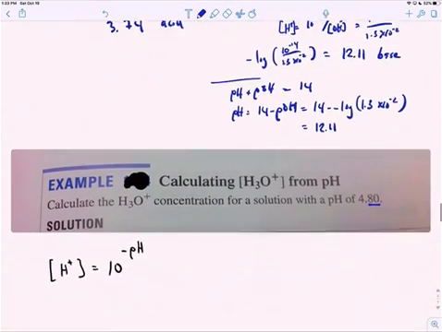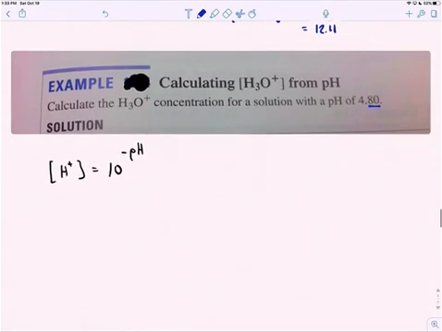But okay, then what about the other way around? How can you calculate hydronium ion concentration from pH? The hydrogen ion is the same thing. It's just 10 to the minus pH, 10 to the minus 4.8, and you put that in your calculator, and you get 1.6 times 10 to the minus 5 molar.